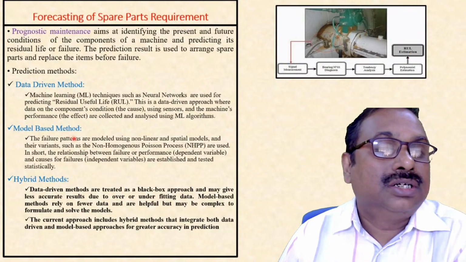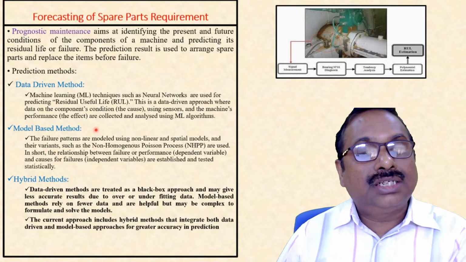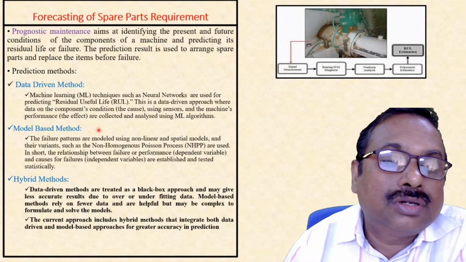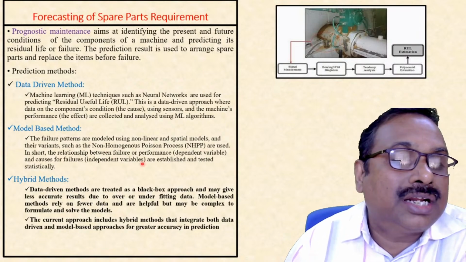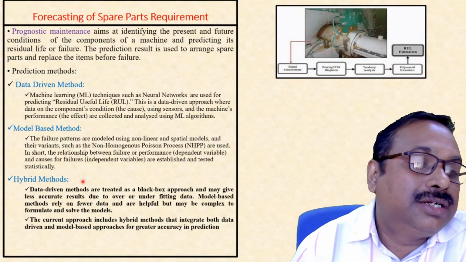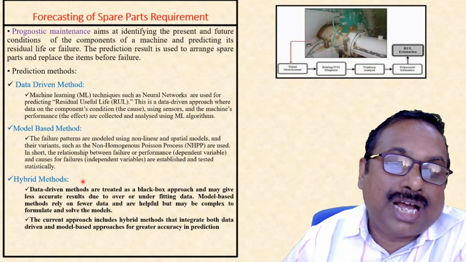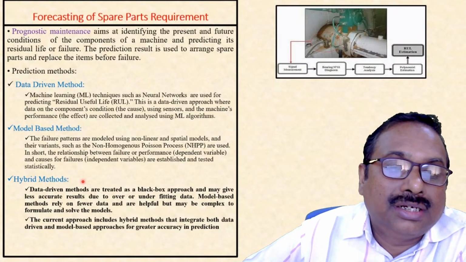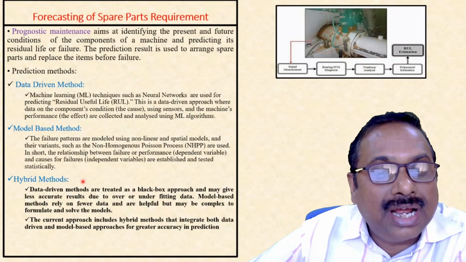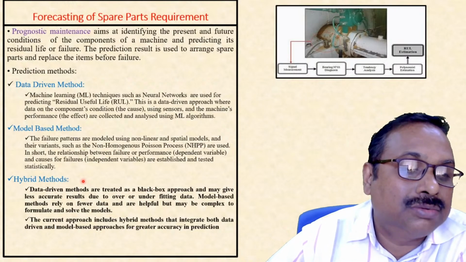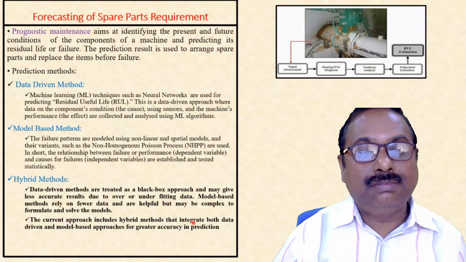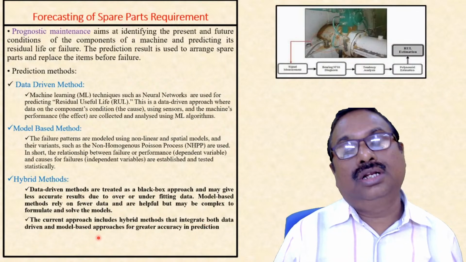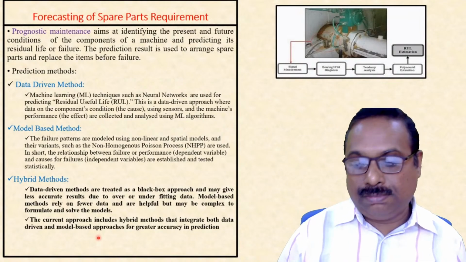Next is the model-based method. Here the failure patterns are modeled using nonlinear and spatial models, and their variations such as non-homogeneous Poisson processes, NHPP, are used. Next are hybrid methods. Data-driven methods are treated as a black box approach and may give less accurate results due to over or underfitting of data. Model-based methods rely on fewer data and are helpful, but may be complex to formulate and solve. So the current approach includes hybrid methods that integrate both data-driven and model-based approaches for greater accuracy in prediction.